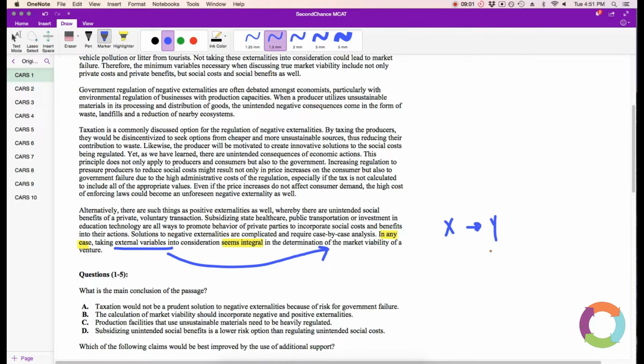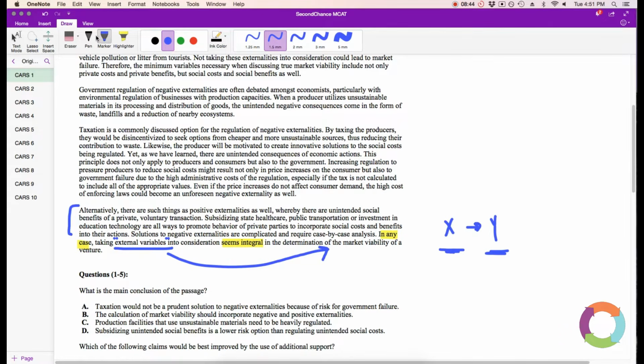So market viability would be this. External variables are over here. What the heck are external variables? What does that mean? And why are they important in determining market viability? Let's read the rest of the conclusion and then we'll keep going.